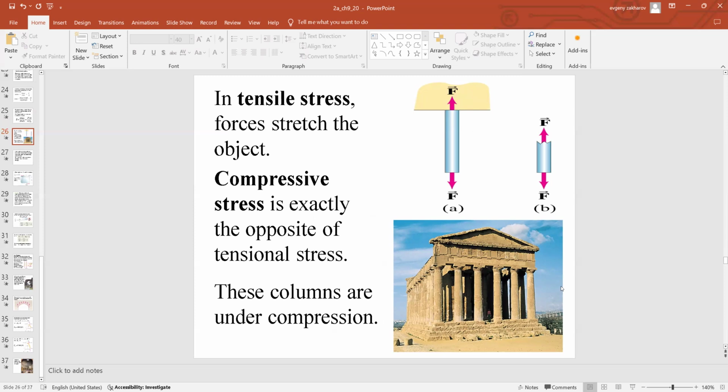It's either tensile stress, that means stretching, or compressive stress, that means compression. So those columns in the Coliseum, they are under compressive stress, but if you think about some kind of elongation, then it's tensile stress. So 2 kinds of stress. That's just the way you implement the stress. Do you want to compress something and see the change with compression, or you want to extend something and see the elongation? That's the main difference.